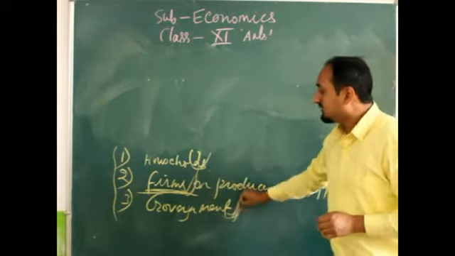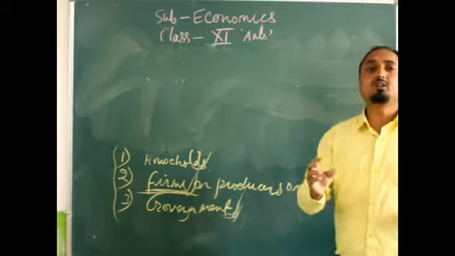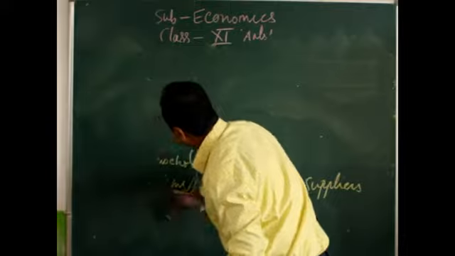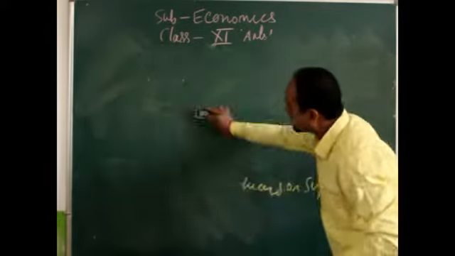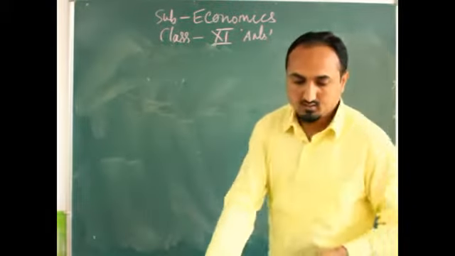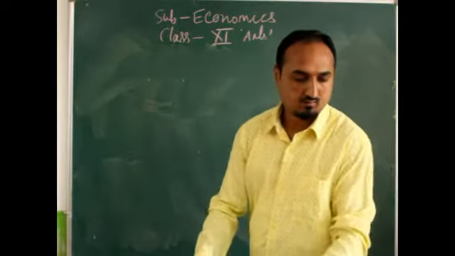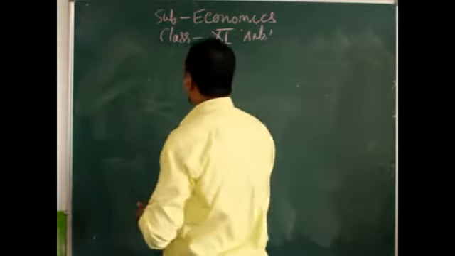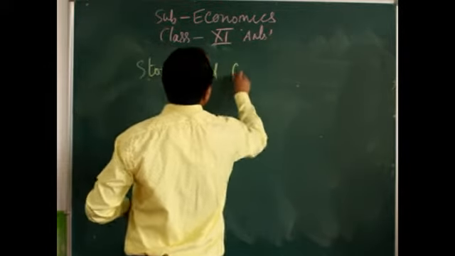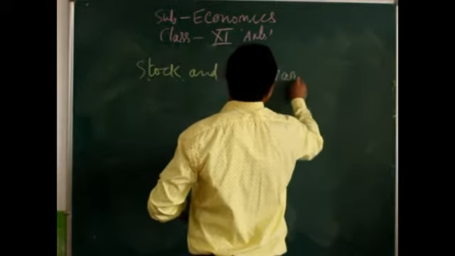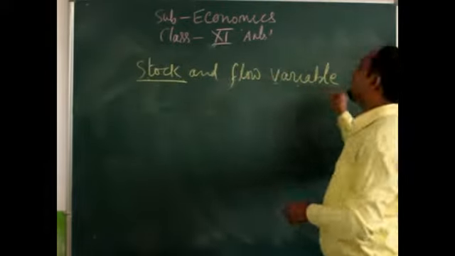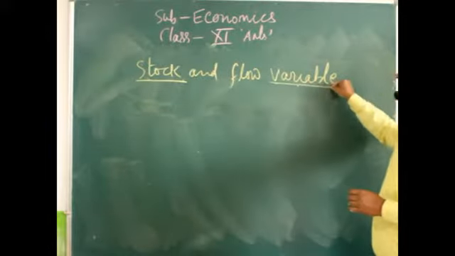So these all are the roles of different economic entities. Now next, we will move to the next topic. We have stock and flow variables. So first you have to understand the stock variable.